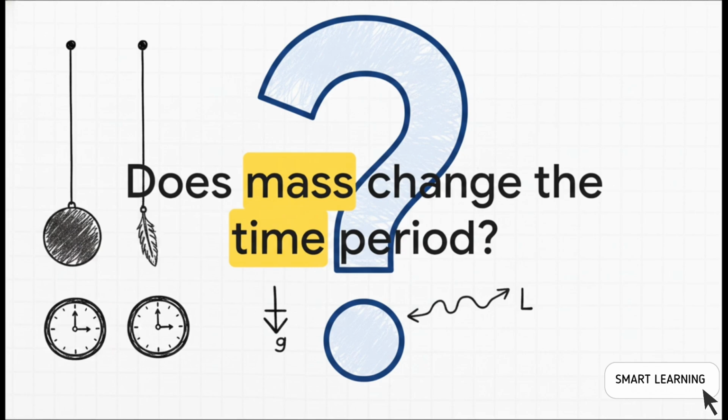So, assuming our ideal conditions, does a massive 100 kilogram weight swing any faster than a tiny feather hanging on the exact same string? The math says absolutely not. They swing at the exact same rate. Let that counterintuitive reality sink in for a bit.